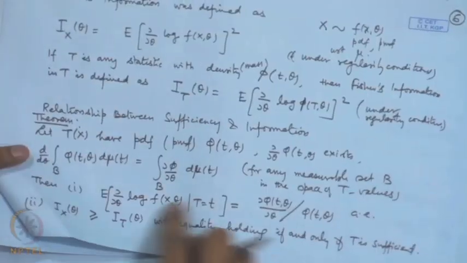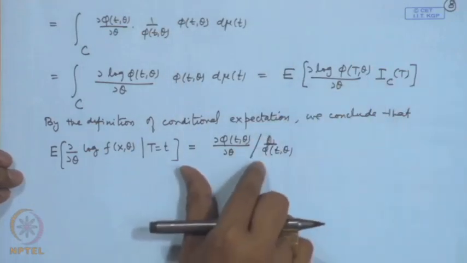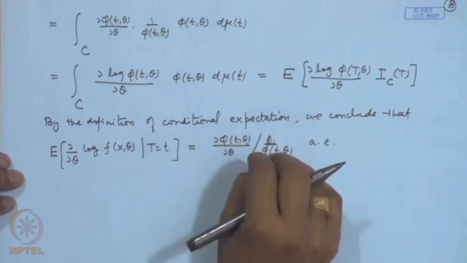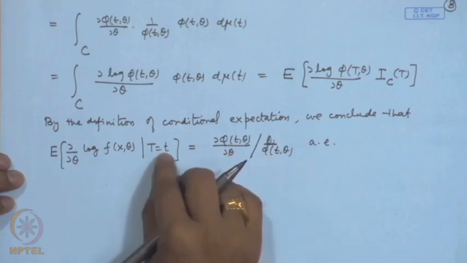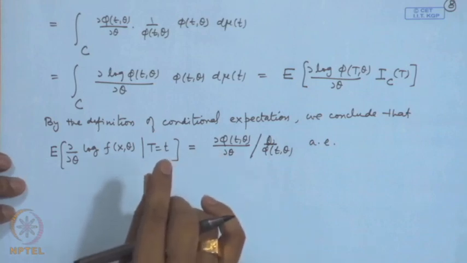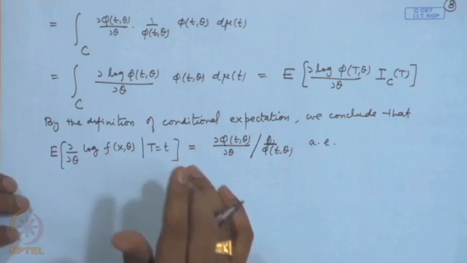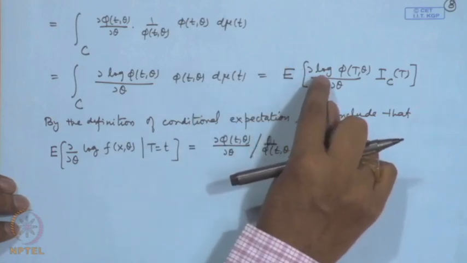That is the statement given here. Of course, since we are obtaining this result from the expectation, we can say that this statement is true almost everywhere. That means the set where this may not be true will have probability 0. That means the set of values of small t for which this statement is not true, under the probability distribution of t, that set will have probability 0. So, actually, what we have used here is simply the definition of the conditional expectation.